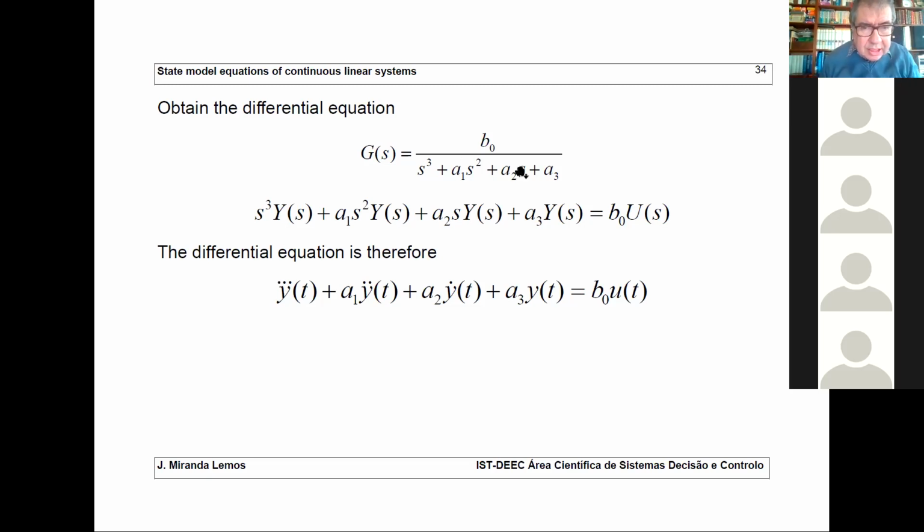Okay, so this is just simple algebra. And now I use the definition of Laplace transform. So s cubed times y of s corresponds to the third derivative of y in time. Okay, and the same for s squared, y of s, and so on. So I got the differential equation that corresponds to this transfer function.